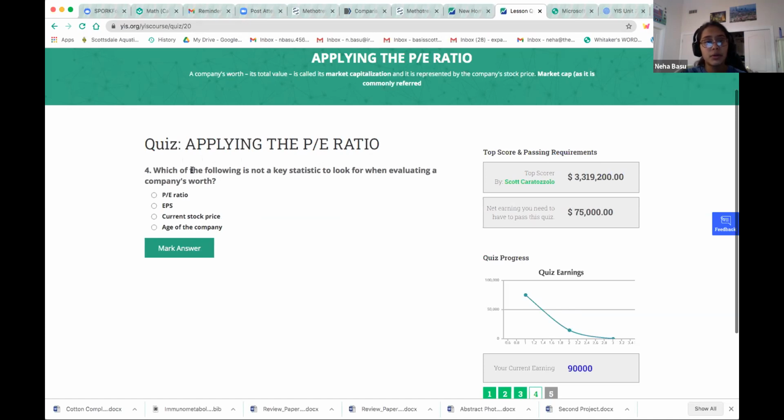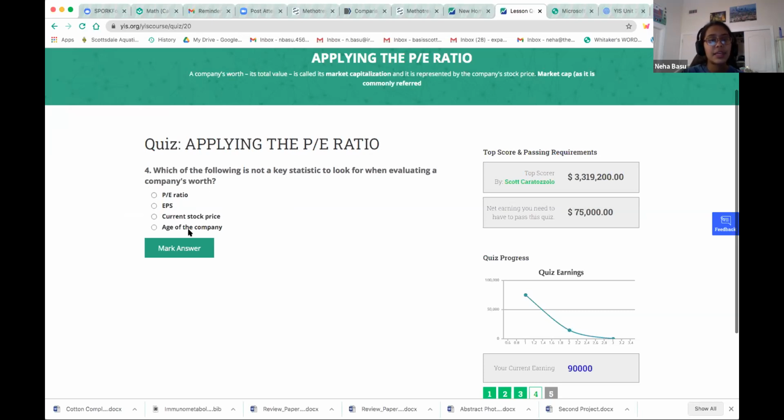Now, number 4, which of the following is not a key statistic to look for when evaluating a company's worth? We talked about PE ratio. That is important in looking at a company's worth, so we know this is correct. It's asking for not, so choice A is going to be wrong. Earnings per share is an important thing to look at because, first of all, it can help you calculate the PE ratio. And it also shows you how many people are buying the company's products and what their income is. So B is also wrong. Now, the current stock price: you need both the price and the earnings per share to calculate the PE ratio. So all 3 of these answer choices are going to be key statistics.